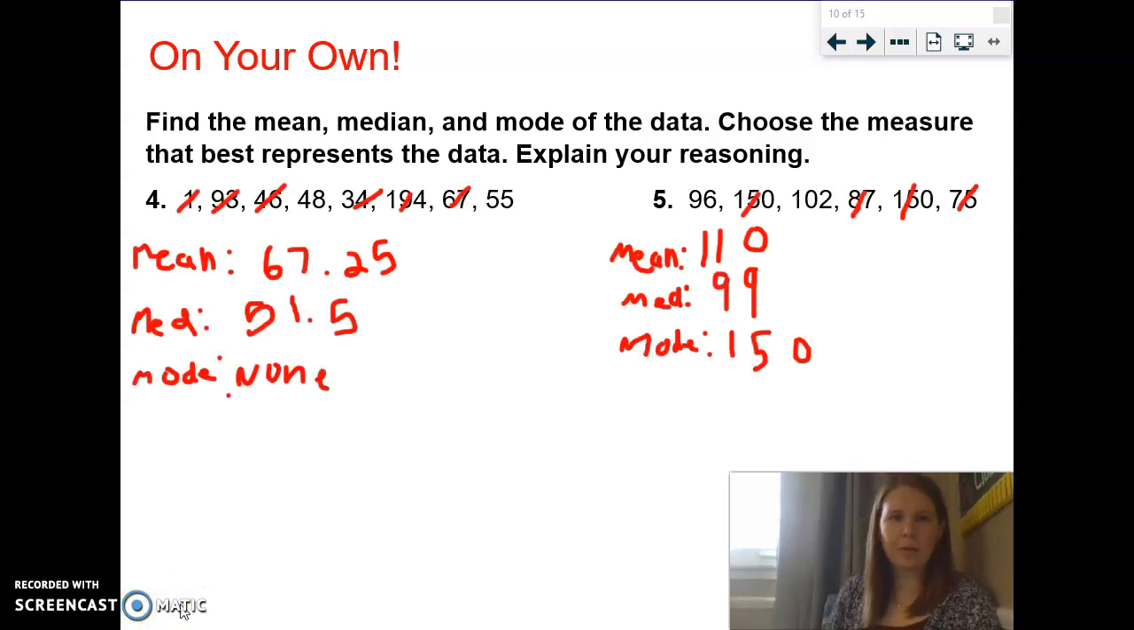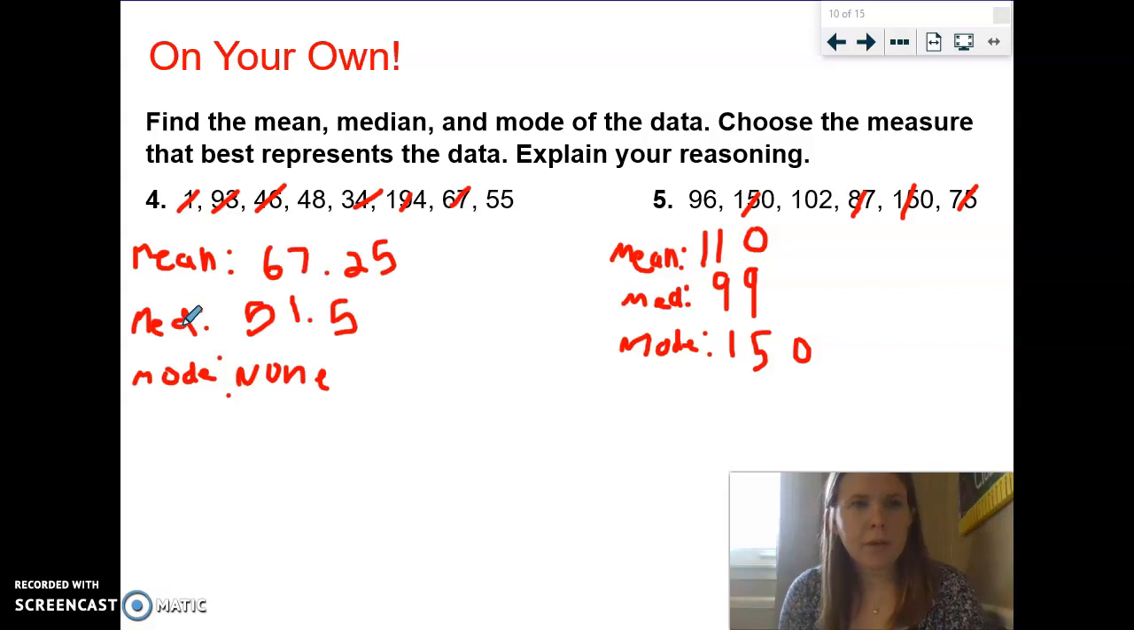All right, welcome back. So here are your mean, median, and modes for these answers. I have median just abbreviated here. But for your first one, you should have 67.25 for your mean. Your median is 51.5, and there is no mode because nothing repeated. The other part you needed to do was explain your reasoning. So which one is going to be the best measure of center?